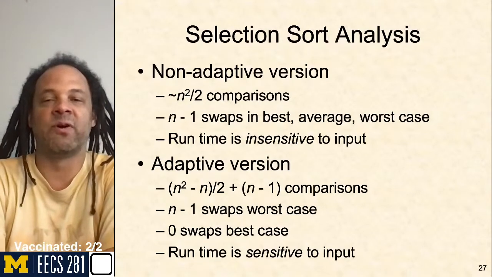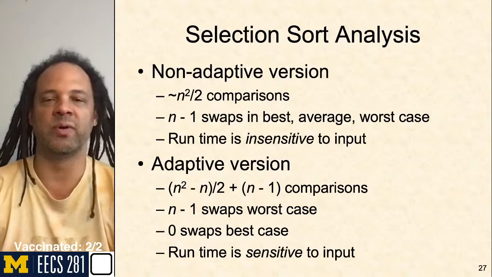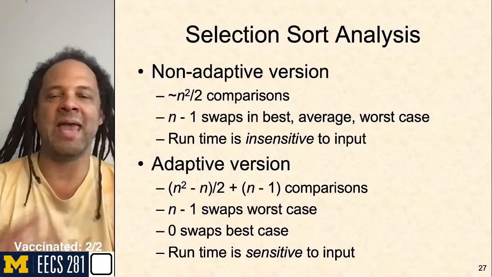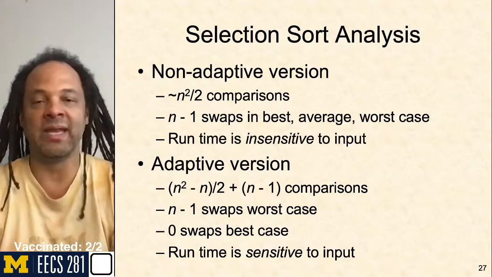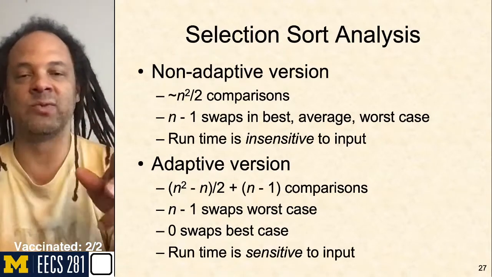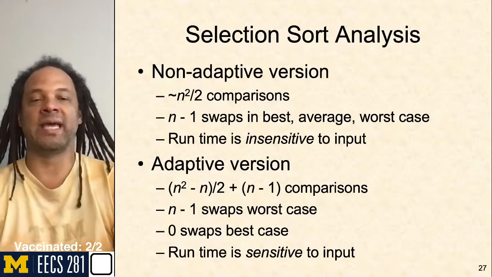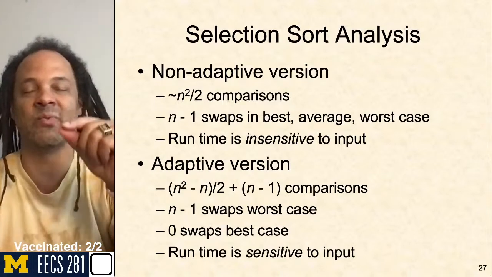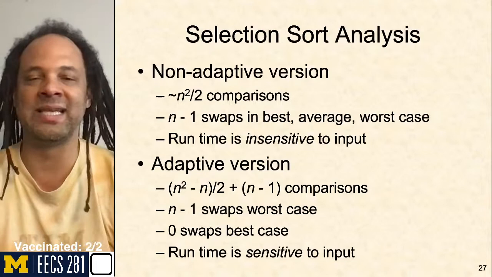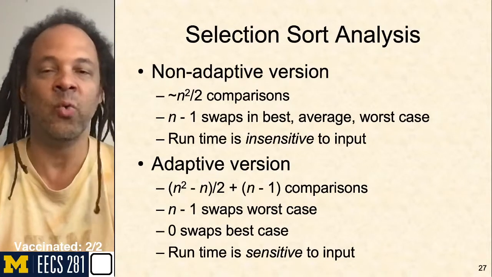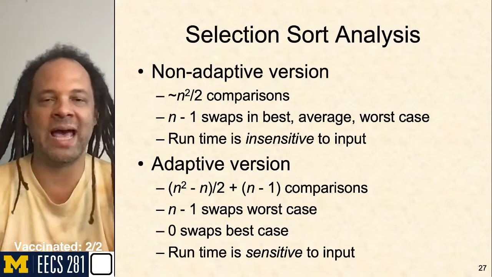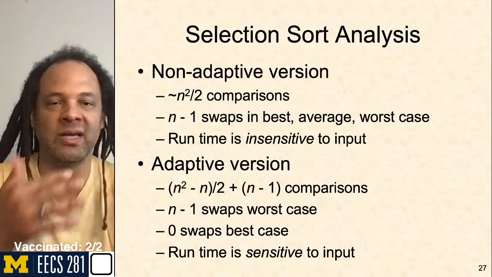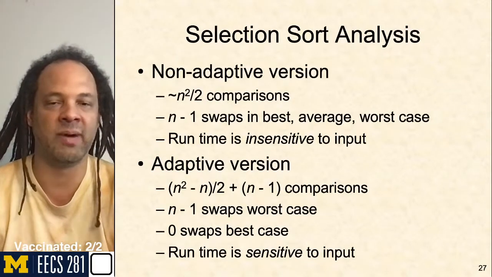In the non-adaptive version, we always do that n-squared over 2 comparisons. Then we do the n-1 swaps because every pass on the inner loop, we put something into place. So that's n-1 swaps in the best, average, and worst case when we were non-adaptive, because even when we needed to swap something with itself to get that n-1 swaps in, we did it, even if it didn't make sense. Our runtime was insensitive to input because we always did a swap every pass no matter what.